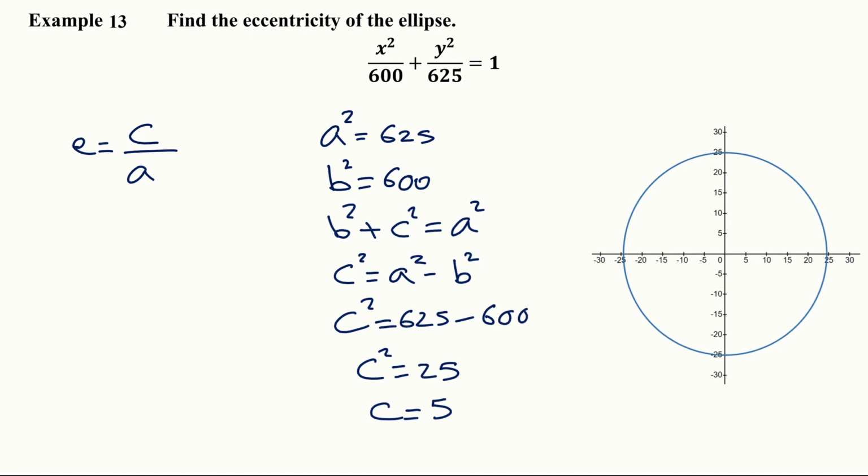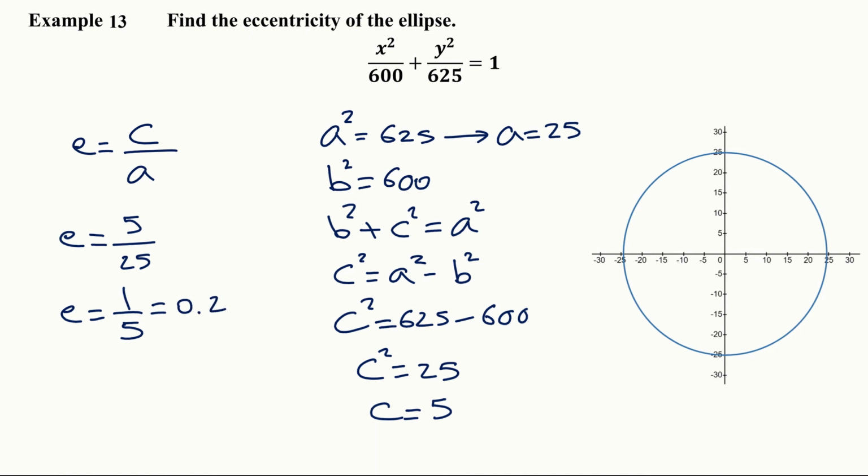Now we also need a. Since we have a squared here, we can quickly get that. a will be the positive square root of 625, which is 25. So now we're ready to find e. We're going to get e is equal to c, which is 5, over a, which is 25. And we end up with e equals 1/5, which is the same as 0.2.